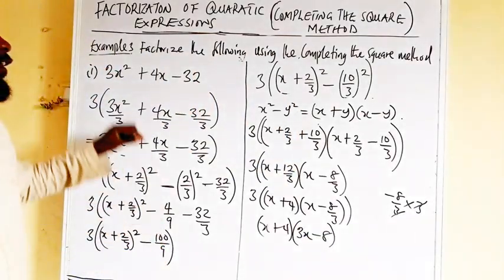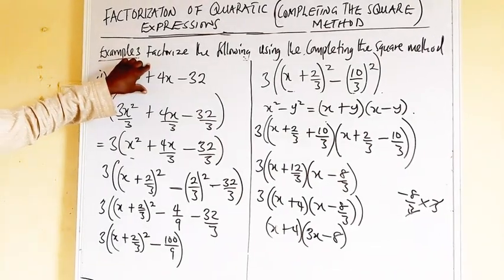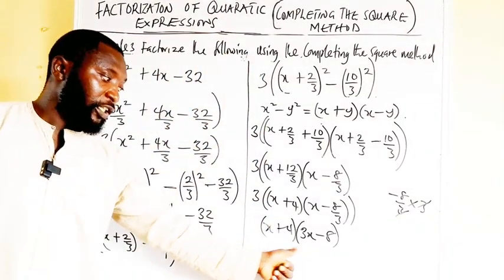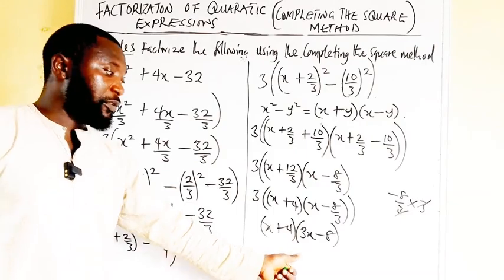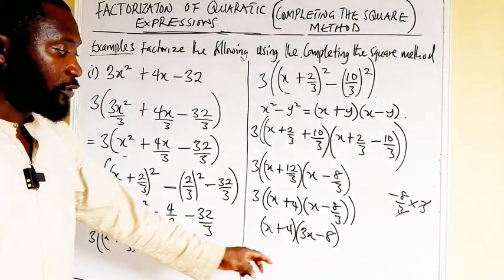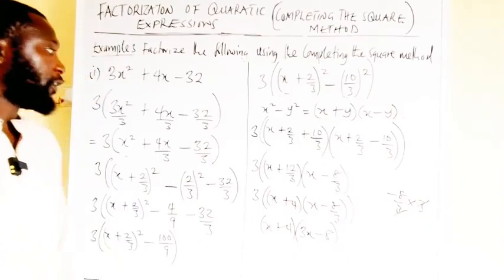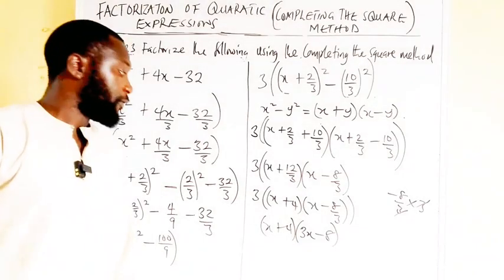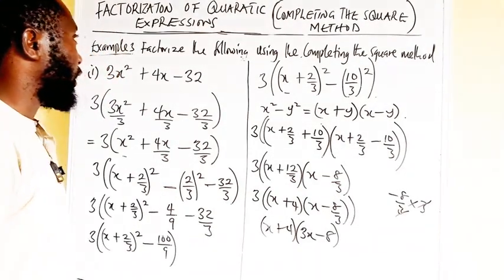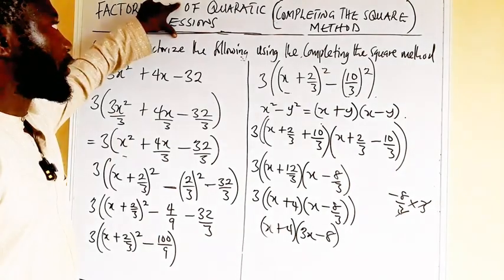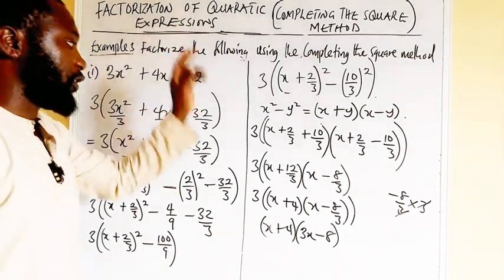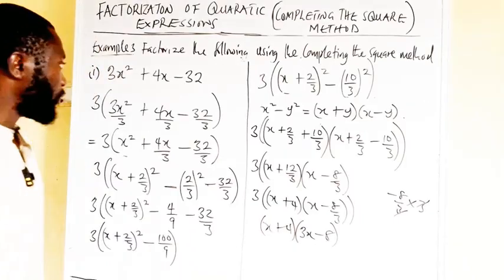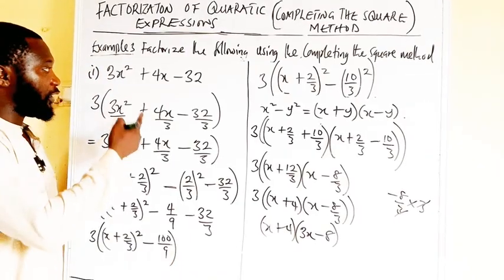Either you are using the method we used earlier, or you are using the completing the square method. Compare the result with the method we used earlier, which is the normal factorization method. You are still going to have the same result. So this is just the simple way to factorize a quadratic expression using the completing the square method. It's very simple. So let's go through it again.